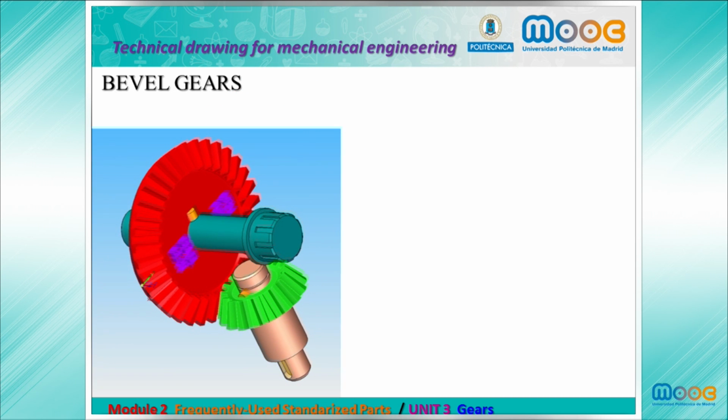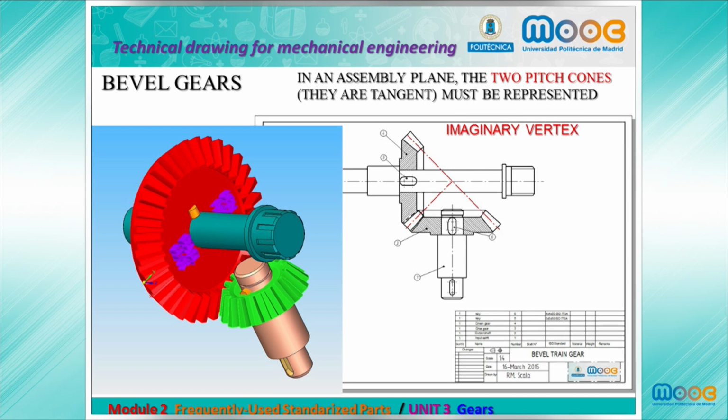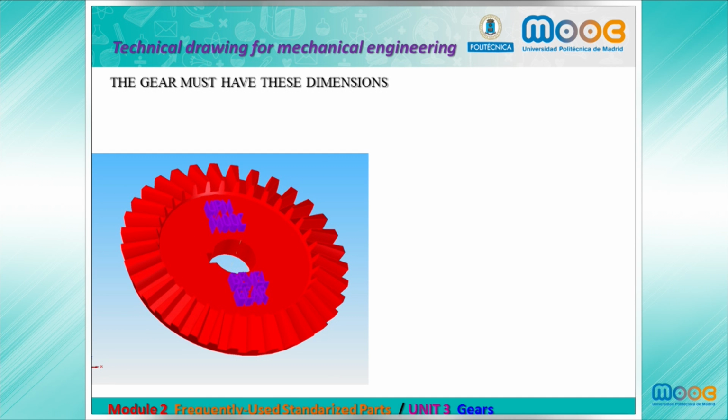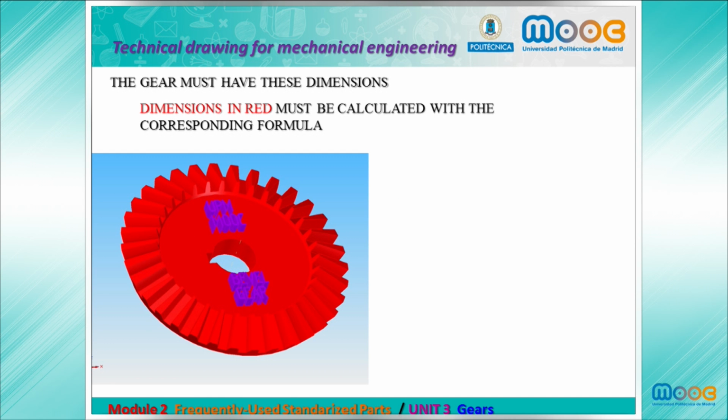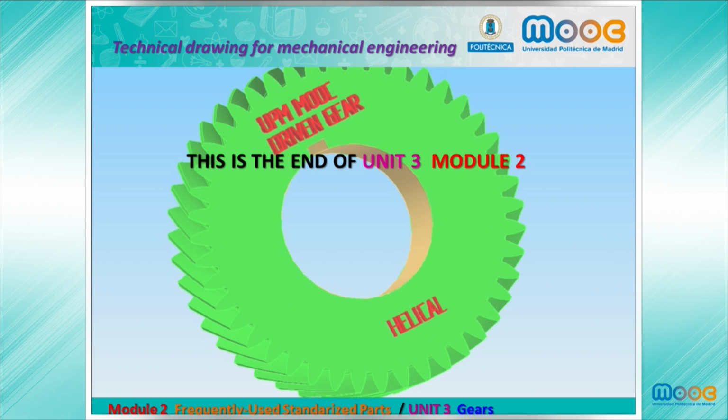Bevel gears. In an assembly plane, the two pitch cones, which should be tangent, must be represented, and the imaginary vertex. Once again, you see the teeth are not hatched. The gear must have these dimensions. The dimensions in red have the corresponding formula. So this is the end of Unit 3, Module 2.